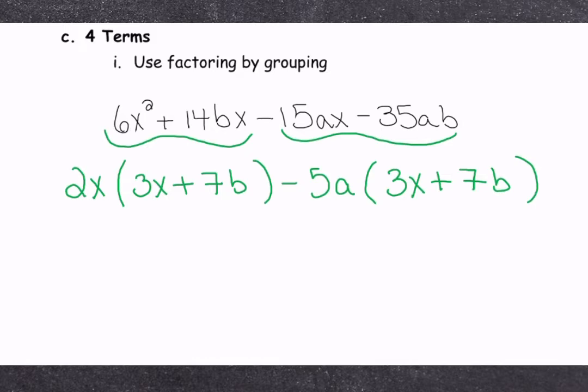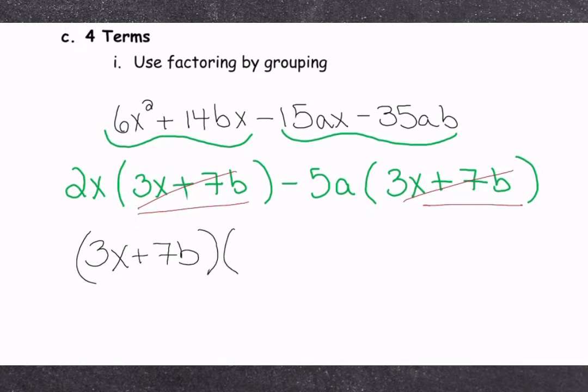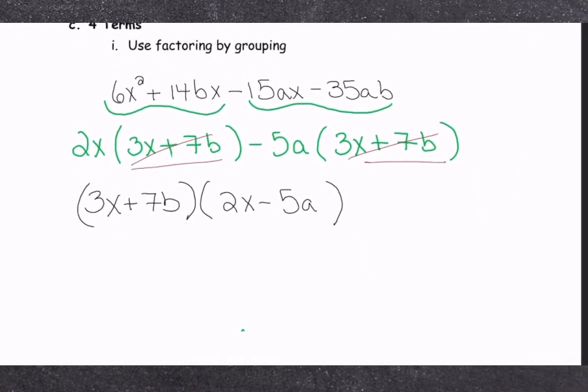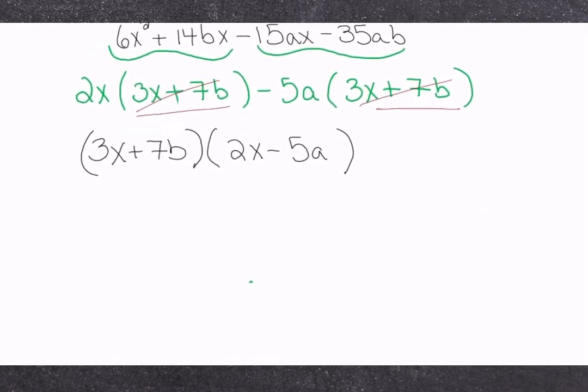And then you have this. So we know we're going in the right direction. We talked about this before. If the parentheses look the same, you know you're going in the right direction. And so I bring those 2 parentheses together and say, okay, this turns into 3x plus 7b. And then you're left with 2x minus 5a. And this is completely factored.